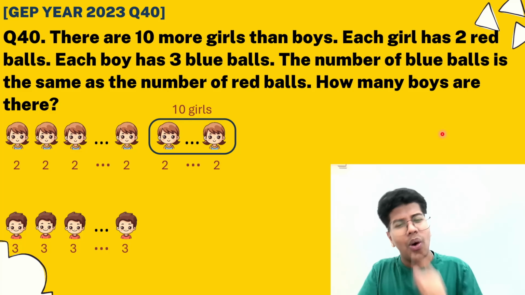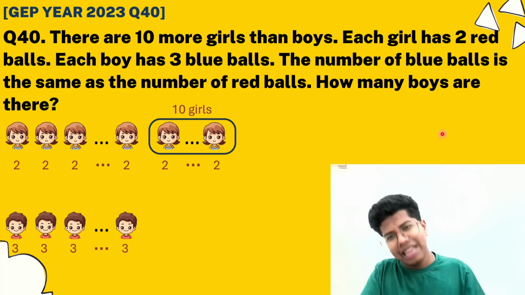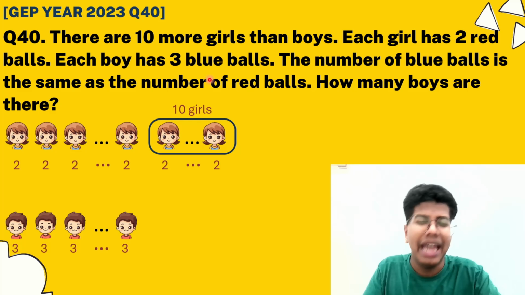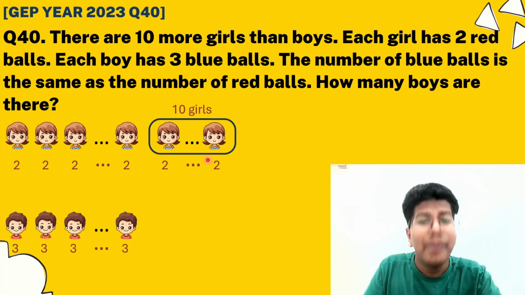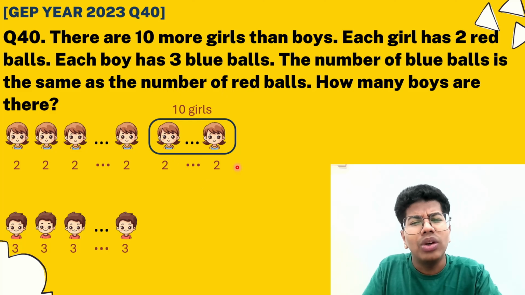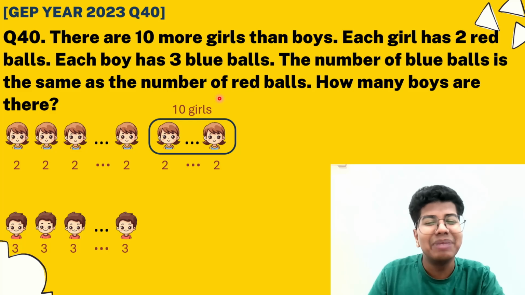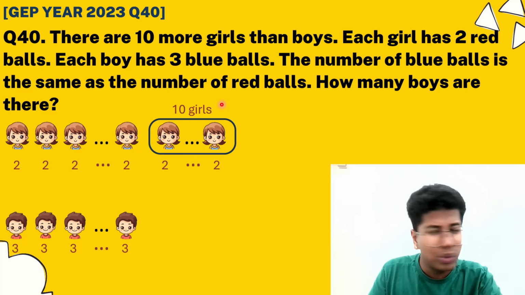Now our question also has some extra part. The extra part is nothing but 10 girls. But these 10 girls have 2 red balls. So this total number of balls that are left with me is how much? Yes, it's nothing but 10 times 2, which is nothing but 20 balls.